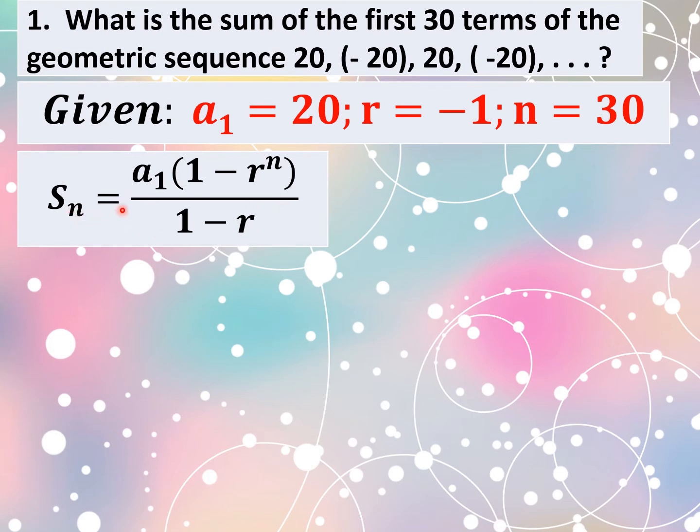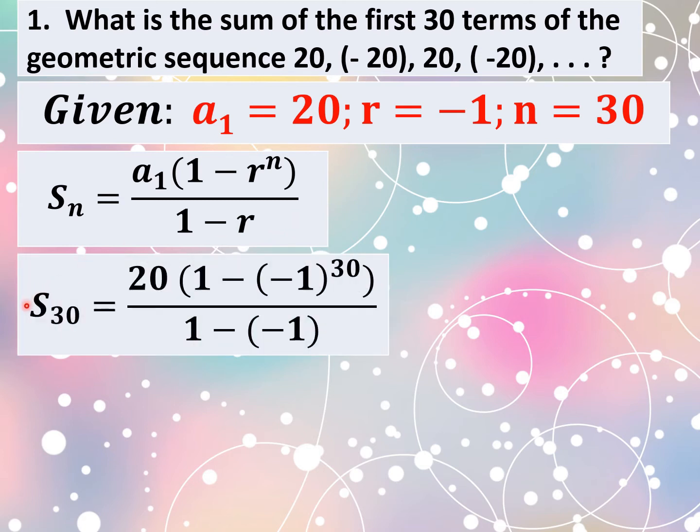Yung S sub n is equal to a sub 1 multiplied by 1 minus r raised to n, all over 1 minus r. So, substitute lang tayo. We need to solve for S sub 30 and then palitan mo yung a sub 1 ng 20, yung value ng r which is negative 1, and then yung value ng n which is 30. And then yung r ulit dito sa baba which is negative 1.